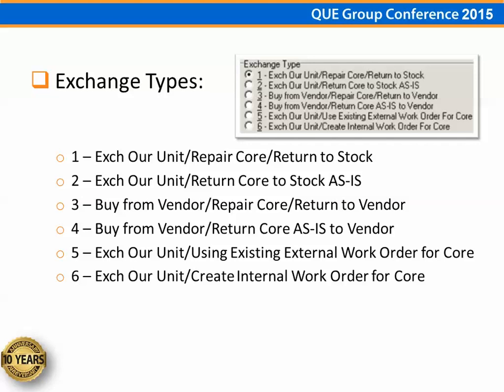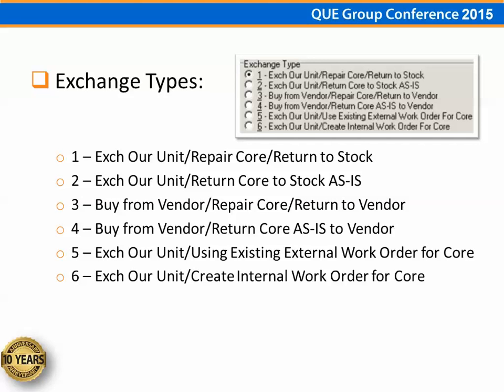Number 4 is buy from vendor, and then return core as is to vendor. This is the brokering option we use the most. Typically, we're going to buy on exchange, get an exchange from our customer, and then the core is just going to go right back to the vendor as is. The vendor is going to handle the repairs.